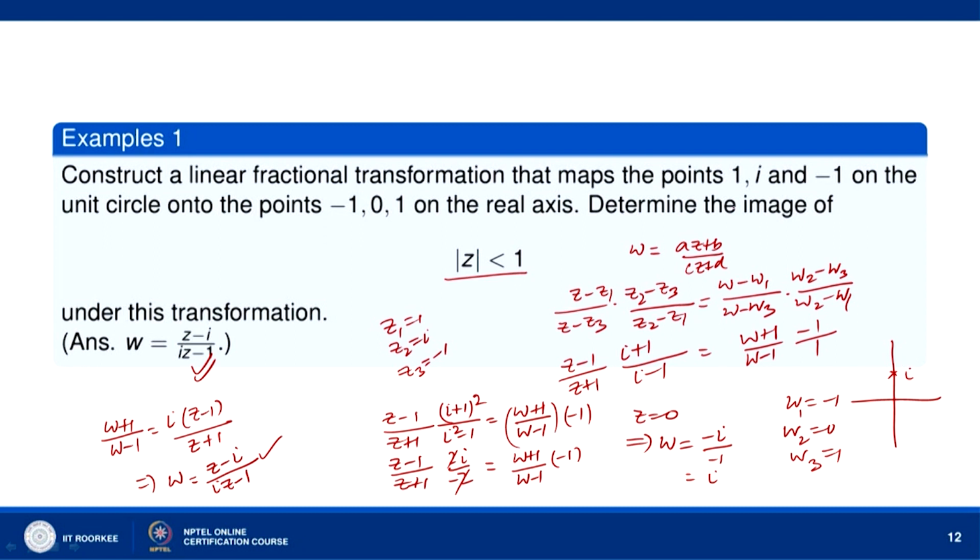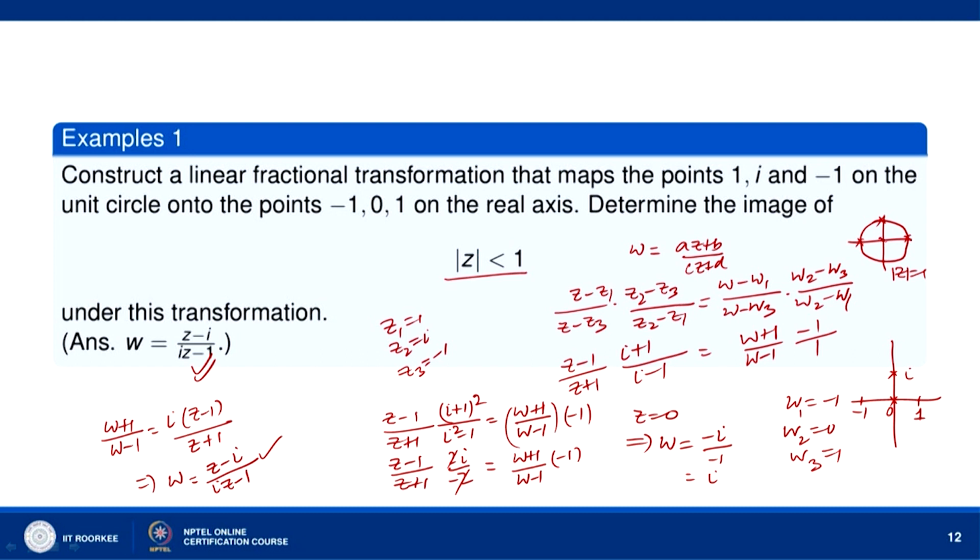Okay. Now, 1, i, minus 1 are points on the circle mod z equal to 1. You see, 1 is here, i is here and minus 1 is here. We have taken 3 points on the circle mod z equal to 1, and these 3 points are being mapped onto minus 1, 0, 1 on the real axis. So, the boundary of the circle is going into the real axis of the w plane.